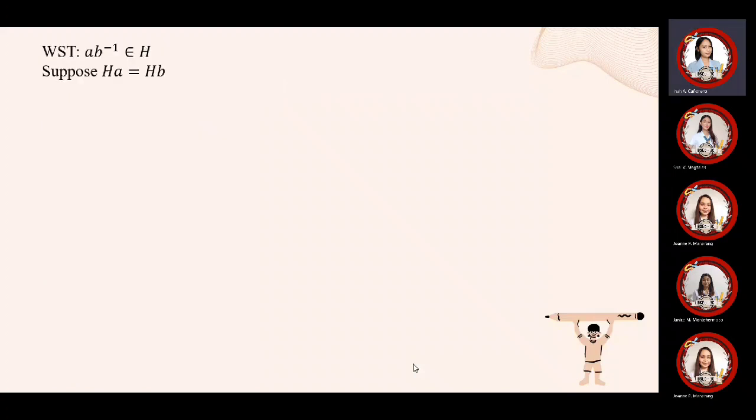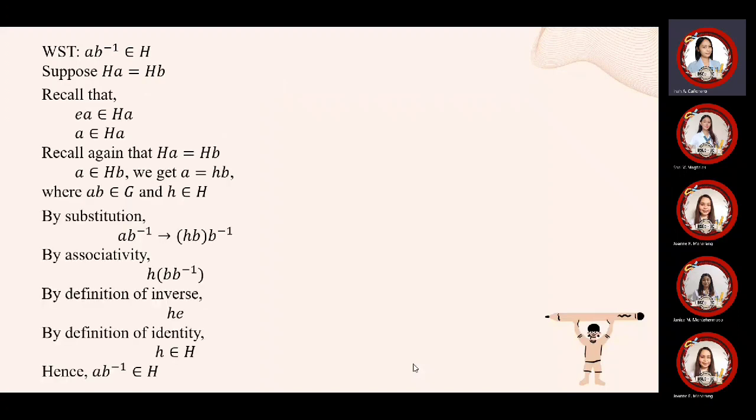Now let's prove that HA is equal to HB. We will use that B inverse is an element of H. Suppose that HA is equal to HB. Recall that E, which is your identity, multiplied by A is equal to A, or simply A is an element of HA. And then recall again that HA is equal to HB. If A is an element of HB, we get A is equal to hB, where A, B are elements of G and h is an element of H.